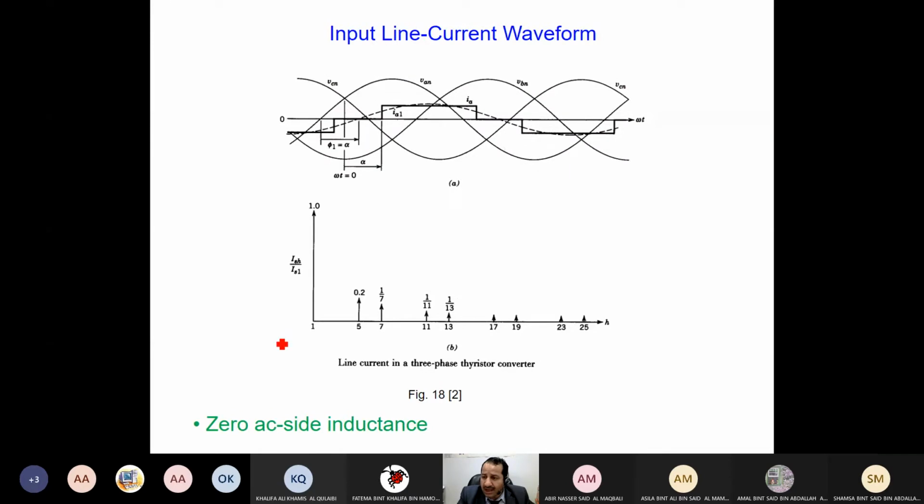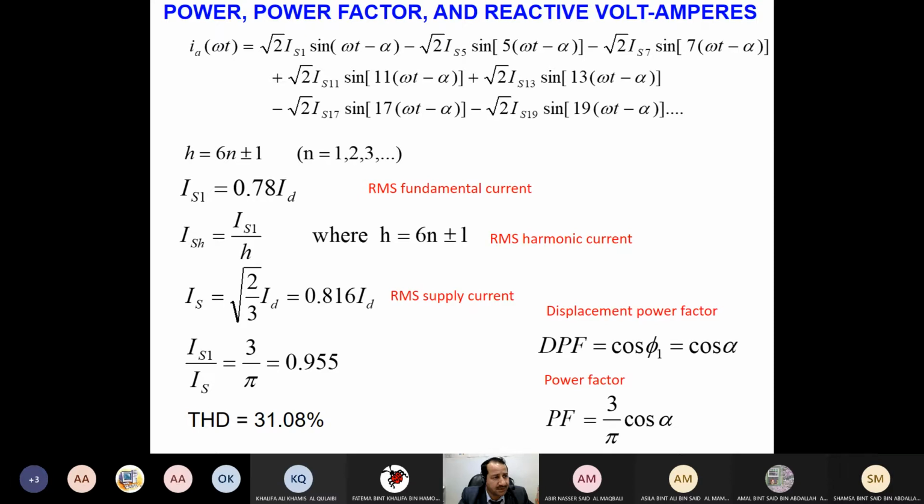Now, for the harmonic spectrum, it's clear that the triple harmonics are removed, similar to the diode circuits. Yes, they are removed, but keep in mind that we are dealing with a balanced system, and you understand the meaning of balanced and unbalanced. The same formula applied for the diode is applied here for the instantaneous current. The only difference is alpha.